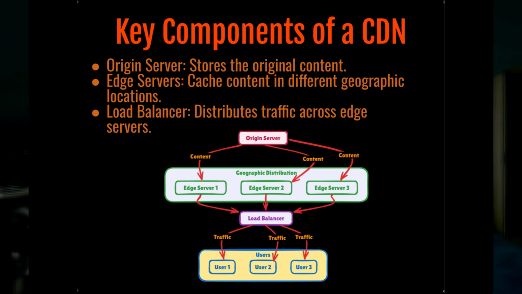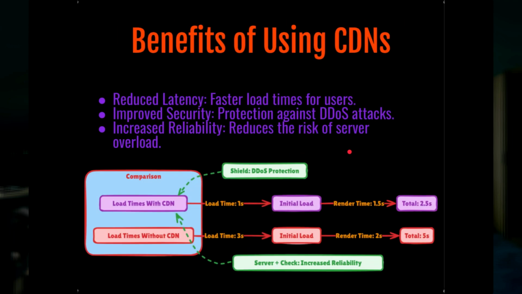These three components, origin server, edge server, and the load balancer, work together to make CDNs highly efficient. The origin server provides the content, the edge server caches it locally, and the load balancer makes sure that everything runs smoothly. Now that we understand the key components, let's move to the benefits of using a CDN and how they can significantly improve both user experience and website performance.